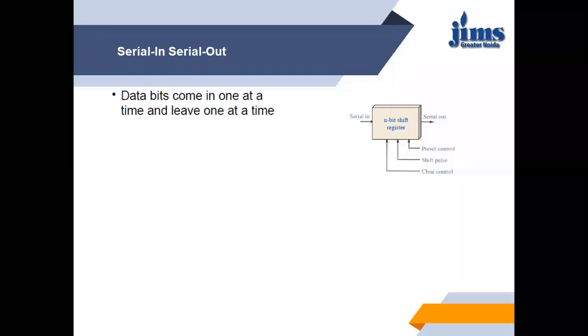So the data bits come in one at a time and leave one at a time. Means at a moment, a single bit will be input to the register and a single bit will be output from the register. So as clear from the name, serially in and serially out. So here is the block diagram, general representation. One bit is entered into the flip-flop and one bit is out from the flip-flop. One flip-flop for each bit to be handled. Suppose we are using a 4-bit shift register, then we have to use 4 flip-flops.